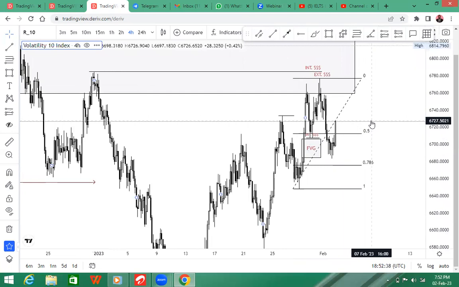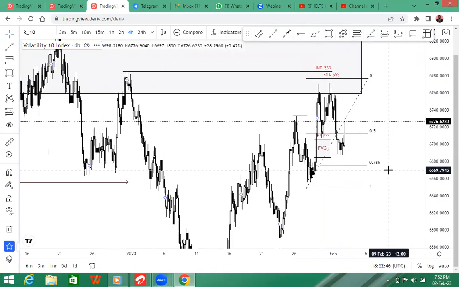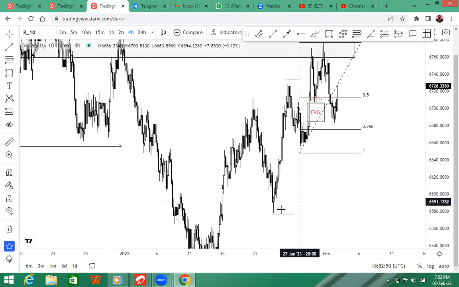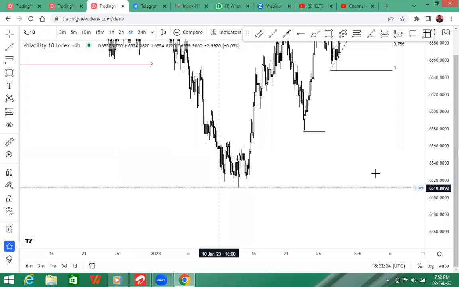So after that, we will capture this internal liquidity. And once internal liquidity is captured, we will have evidence here to come and capture all of this. This is external liquidity now. While coming down, all of this external liquidity, we are bearish. While we are retracing, we'll capture that.